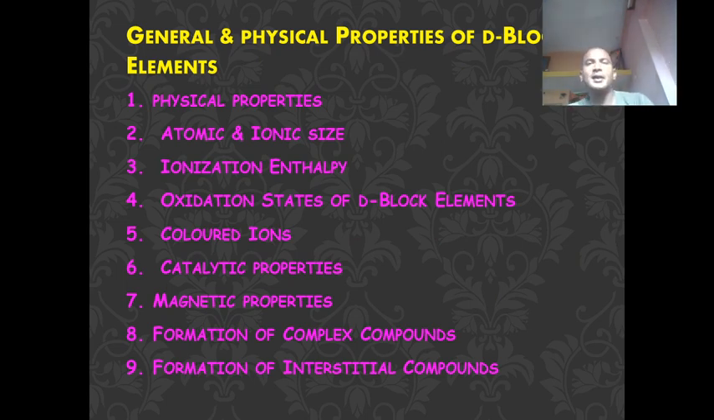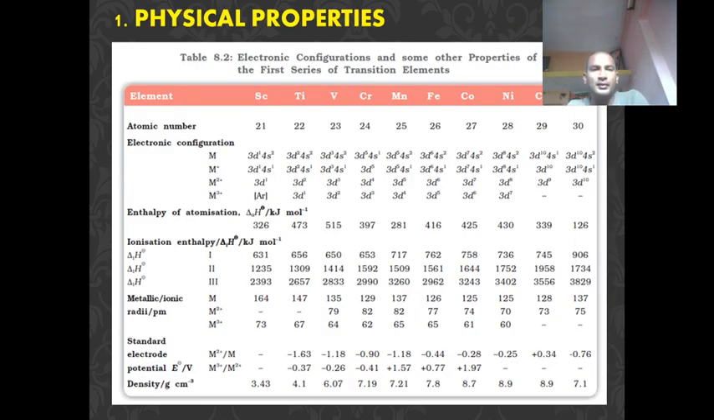Now these are the general properties of D block elements. For example, they have different physical properties: atomic radius or ionic radius, ionization enthalpies, oxidation state, coloring property, catalytic property, magnetic property, formation of complexes, as well as formation of interstitial compounds. This table indicates the physical properties of these D block elements, especially of 3d series elements.